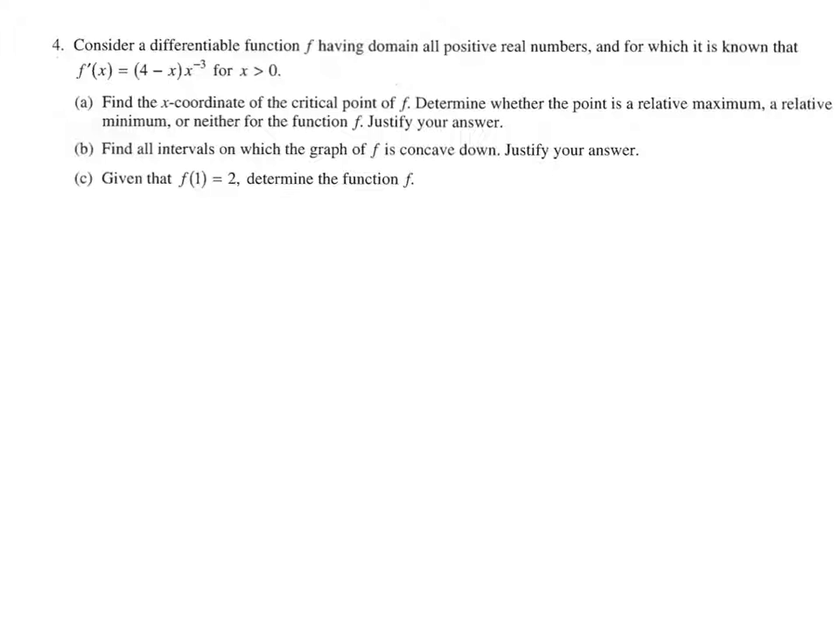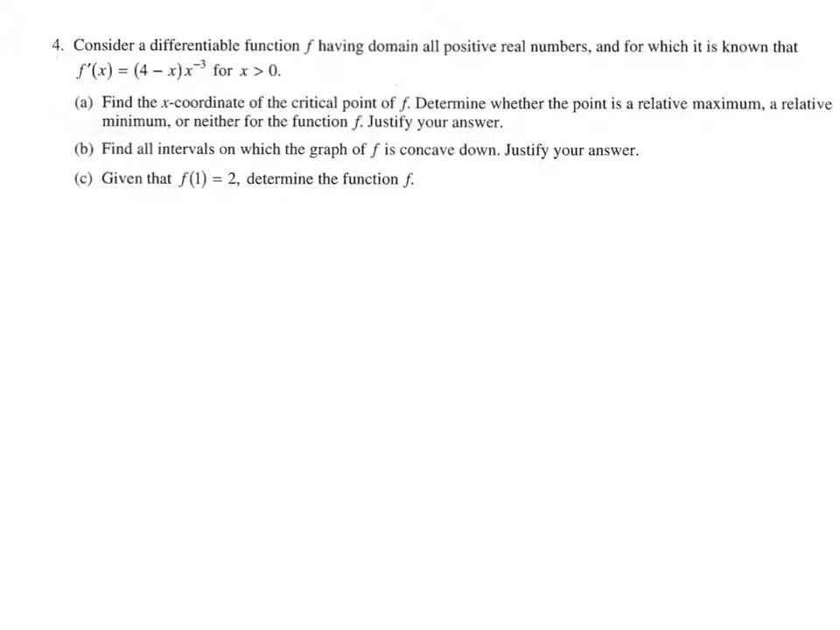In number 4, you're told that f prime of x is 4 minus x times x cubed. Now you have to keep in mind that x is only valid for values of x greater than 0. So the first question, find the x-coordinate of the critical point of f. Well, that's really looking at when the first derivative is 0 or undefined. In this case, a lot of people want to claim 0 because it would be undefined at 0, but 0 is not included, so that cannot be a critical point. So there is only one. It's going to be what makes this thing equal to 0. And then do your analysis to determine if you have a relative max, a relative min, or neither of that function.